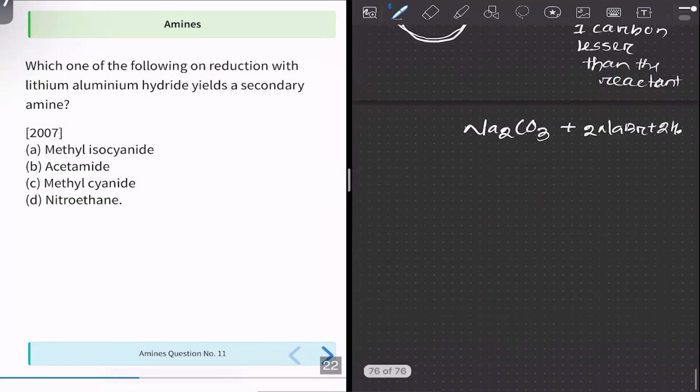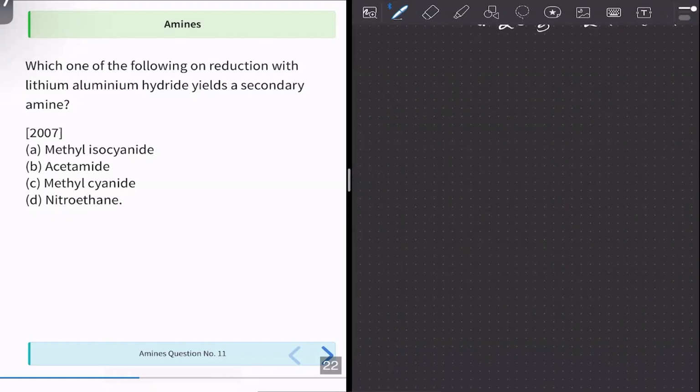Which one of the following on reduction with lithium aluminum hydride yields a secondary amine? Okay, so lithium aluminum hydride is a strong reducing agent.